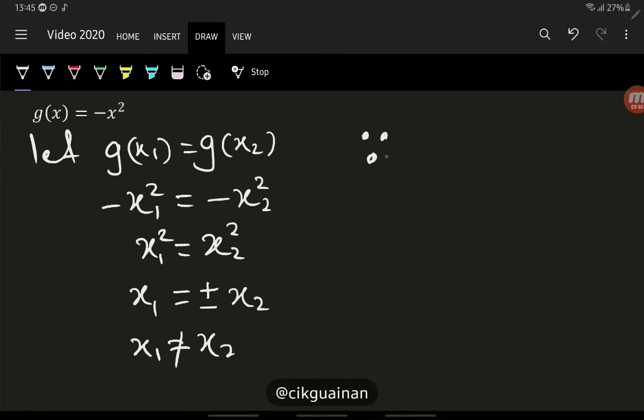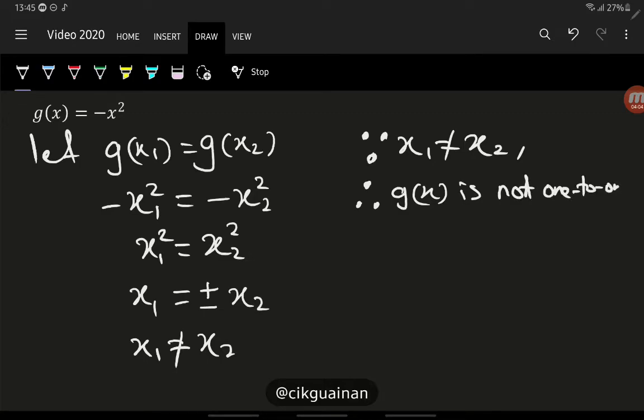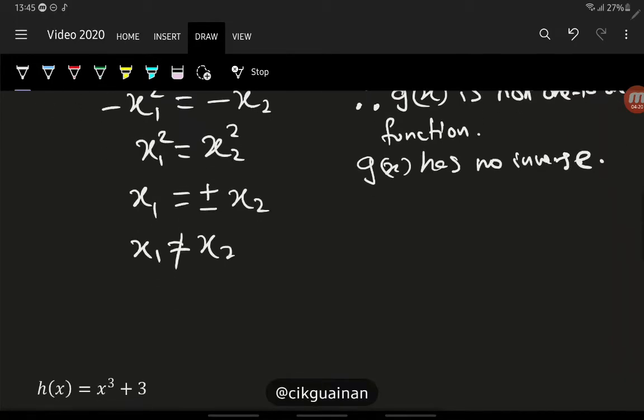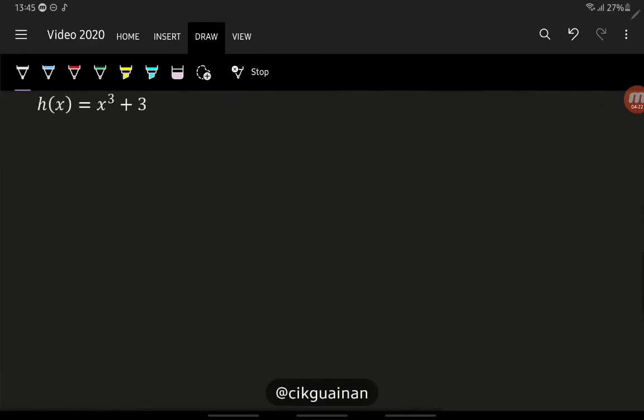So since x1 is not equal to x2, therefore g(x) is not a 1 to 1 function. Okay, g(x) has no inverse. Now let's move on to the third one.